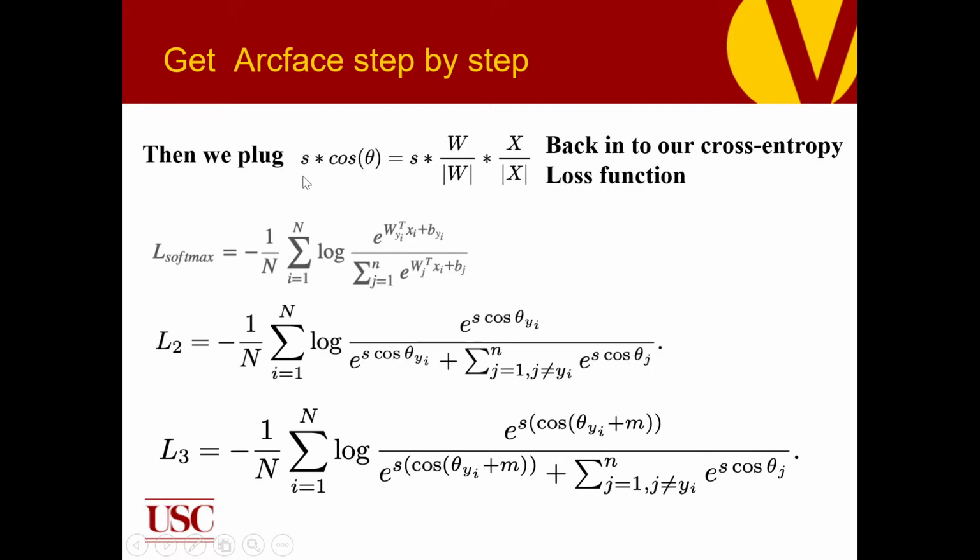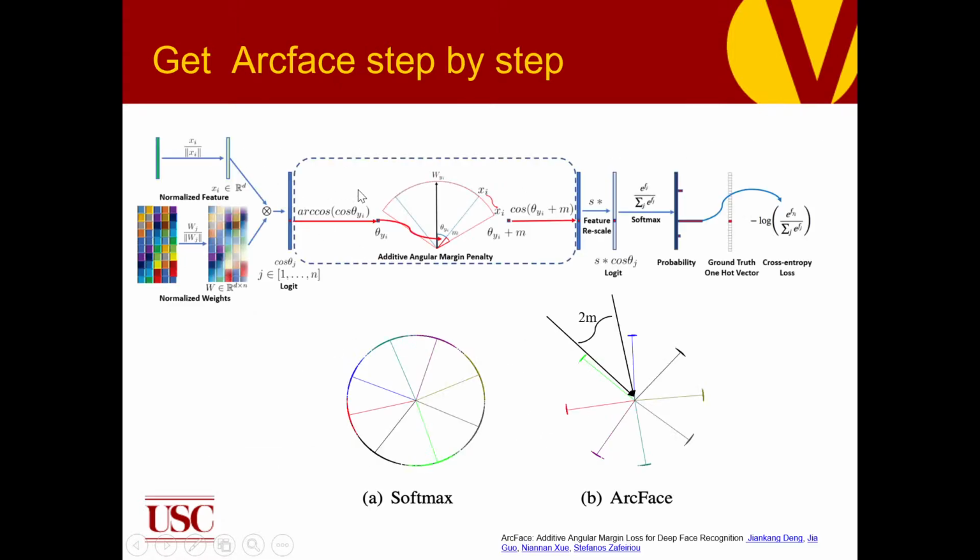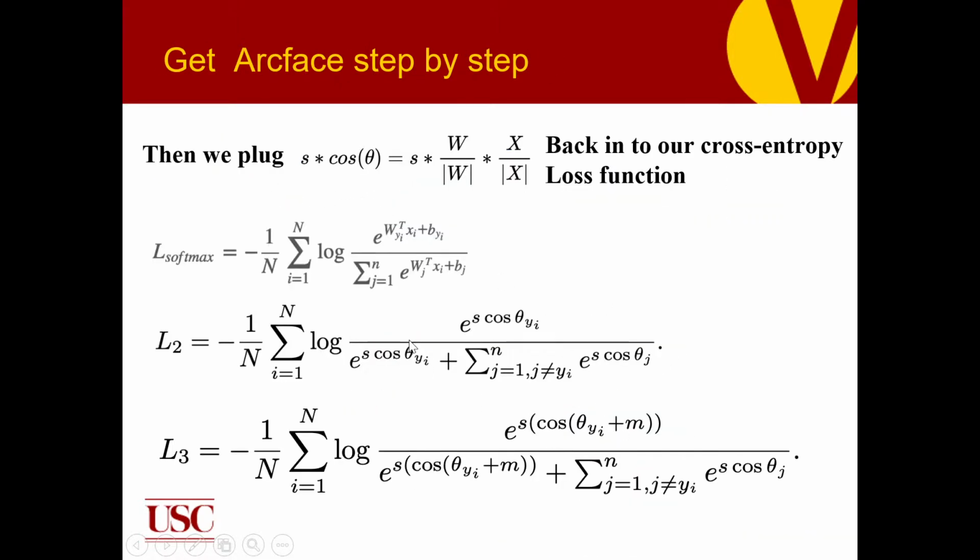Then we can plug these equations back into our cross entropy loss. If we fix B equal to 0 and normalize W and normalize X, our cross entropy loss will become e to the S times cosine theta yi divided by the sum over all classes, and these two equations are equal. Then we need one more step to get our first new loss function, called ArcFace loss, which is that we can add a margin directly to the theta. And what does it mean to add a margin m to the theta?